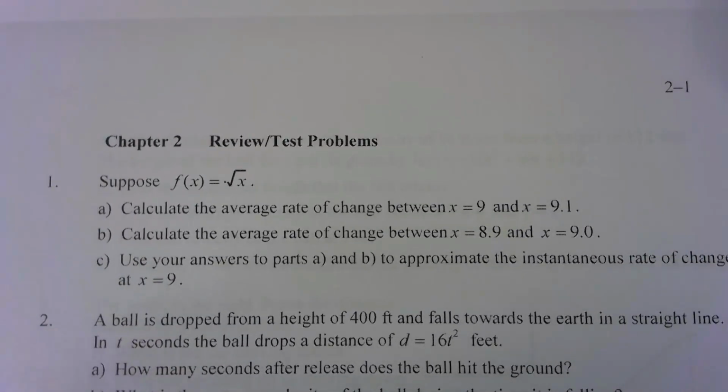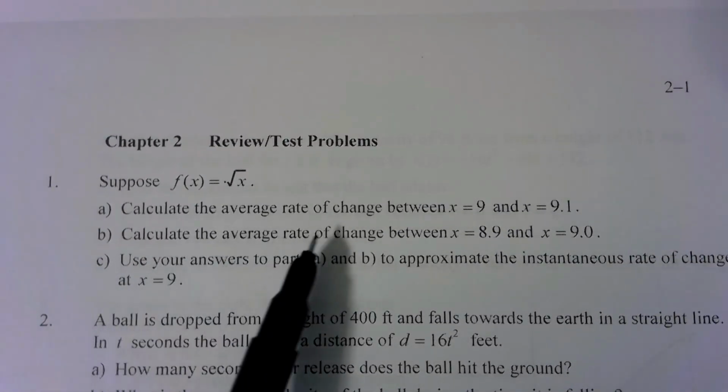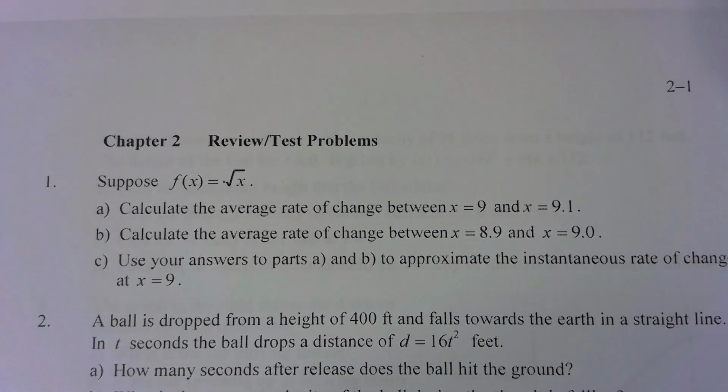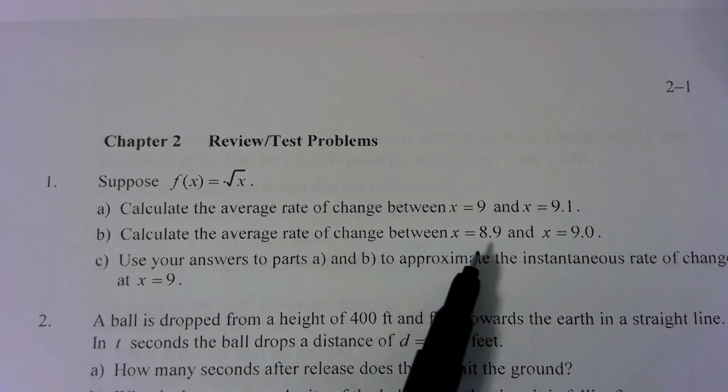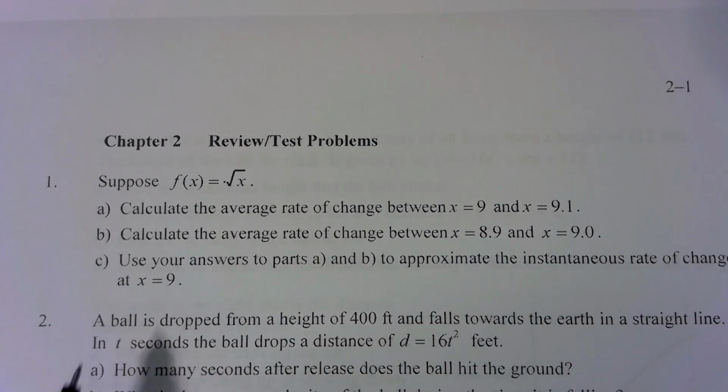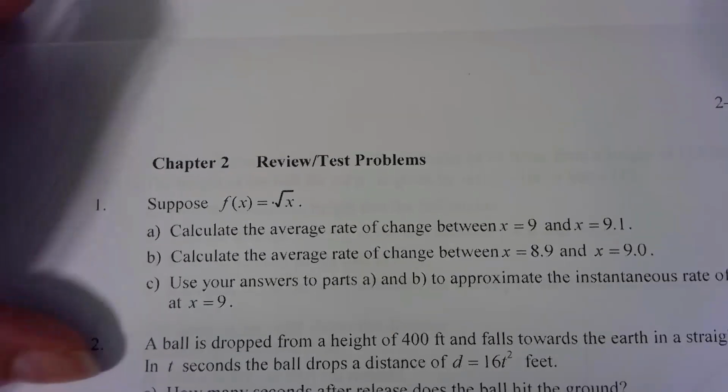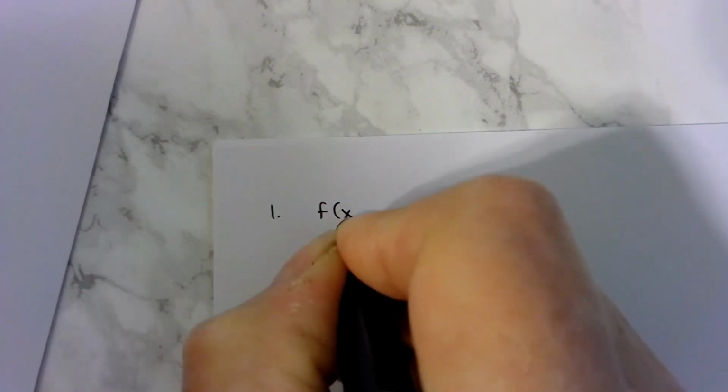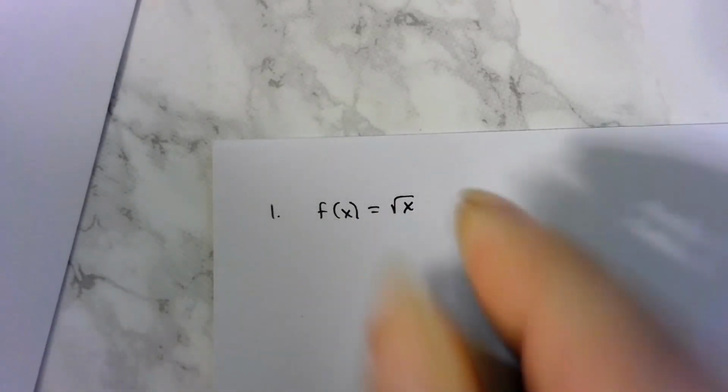Okay, and number 1. Suppose that f of x equals root x. Calculate the average rate of change between 9 and 9.1. Do the same for 8.9 to 9.0. And then use those answers to approximate the instantaneous rate of change at x is equal to 9. Okay, so what I know is that f of x is equal to root x.